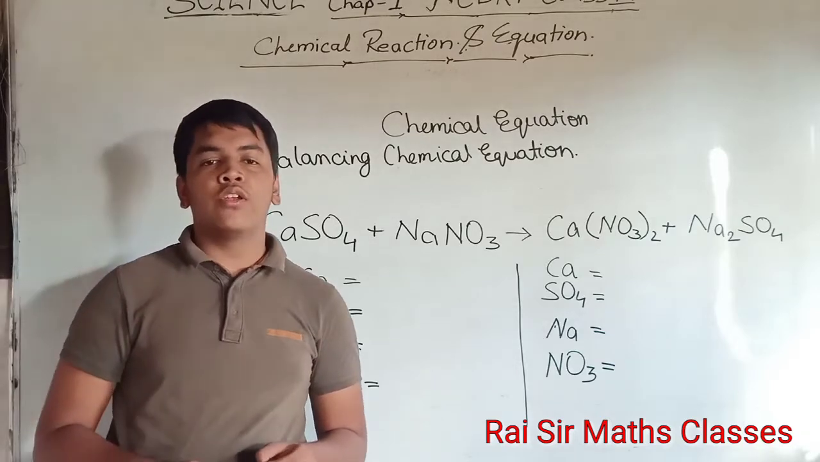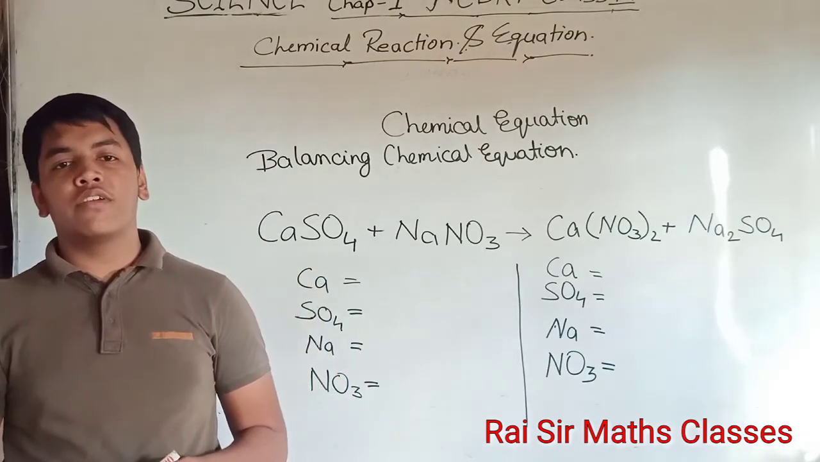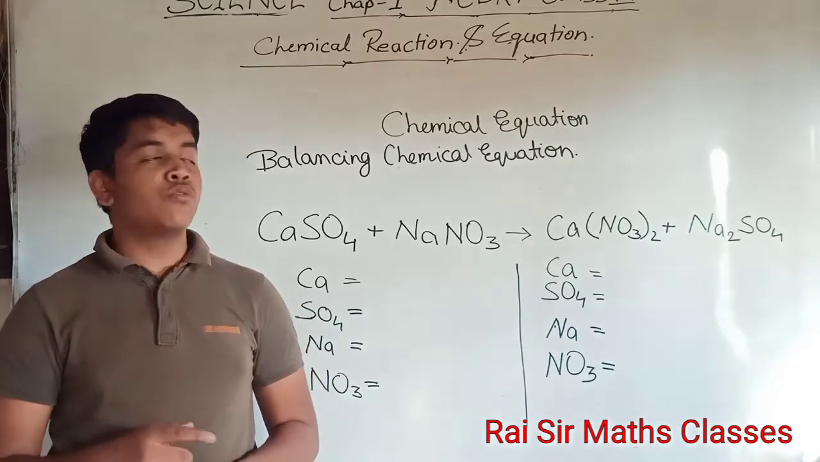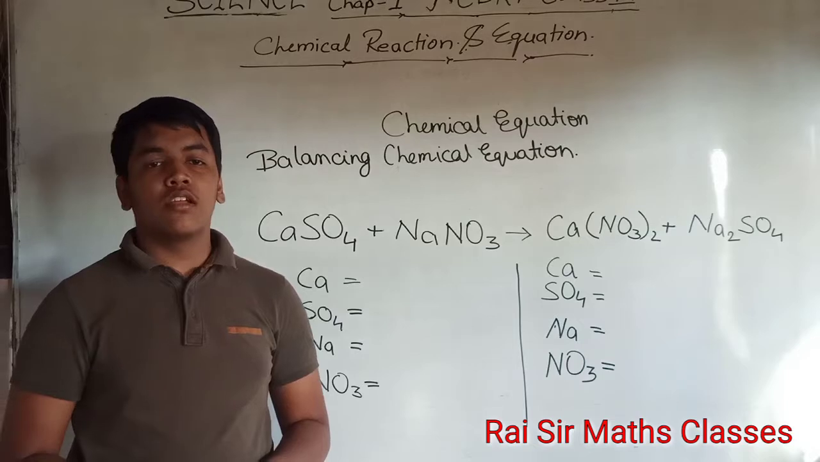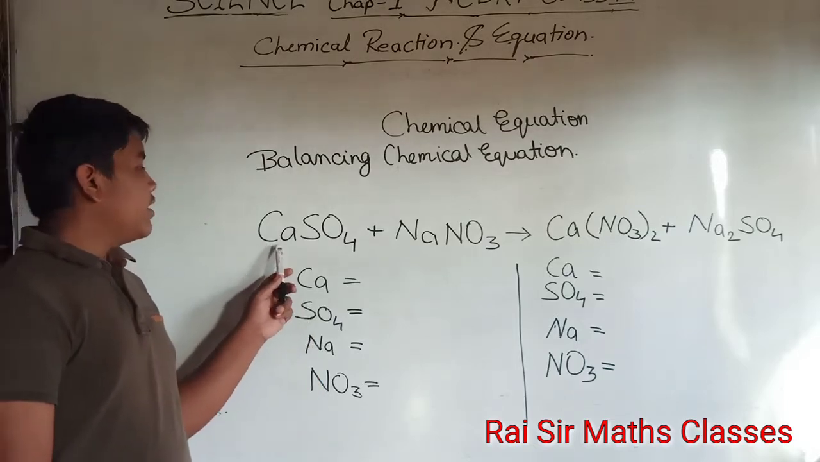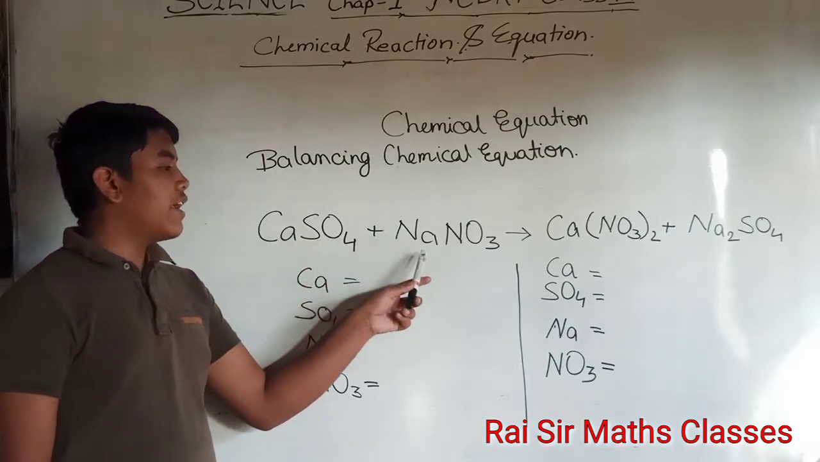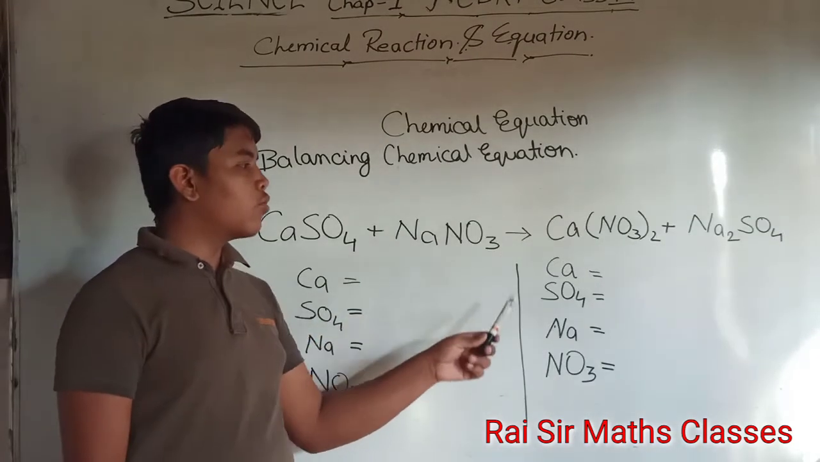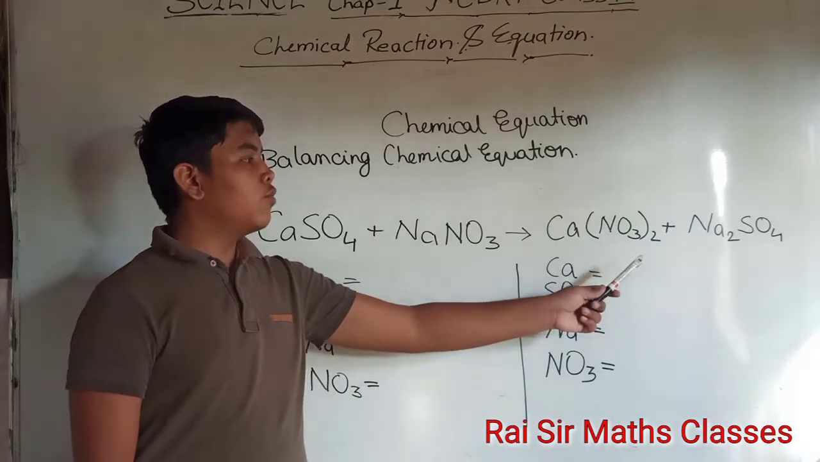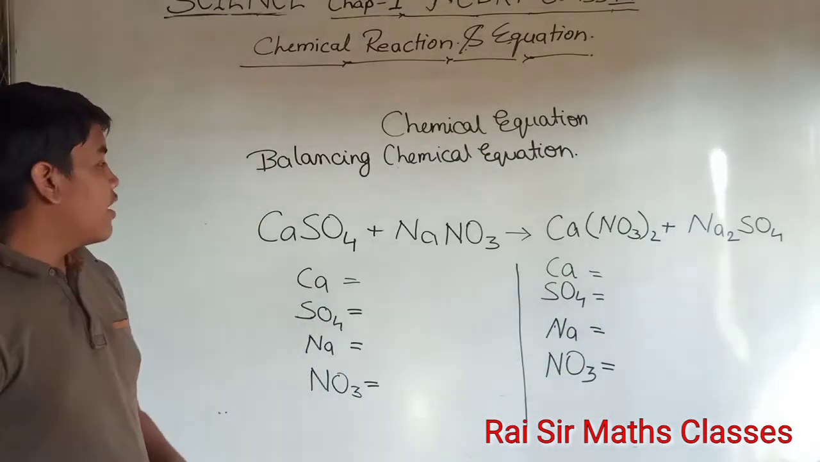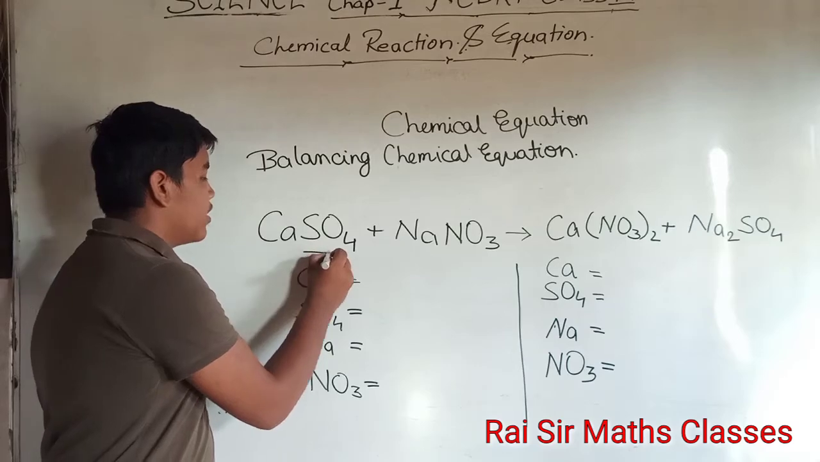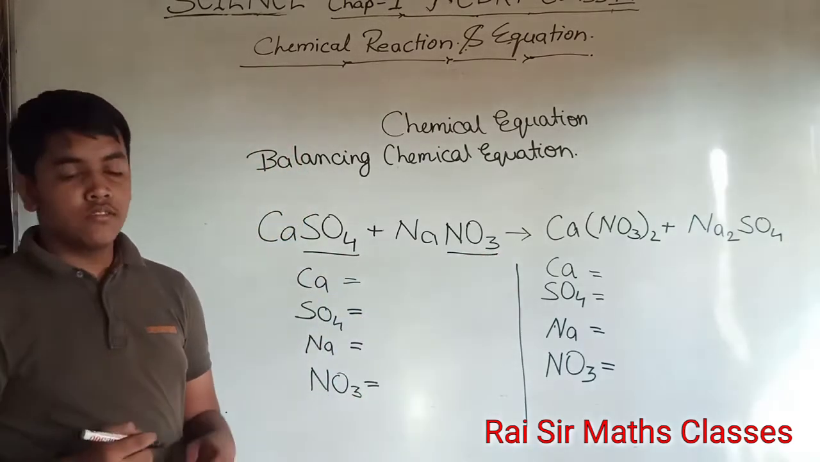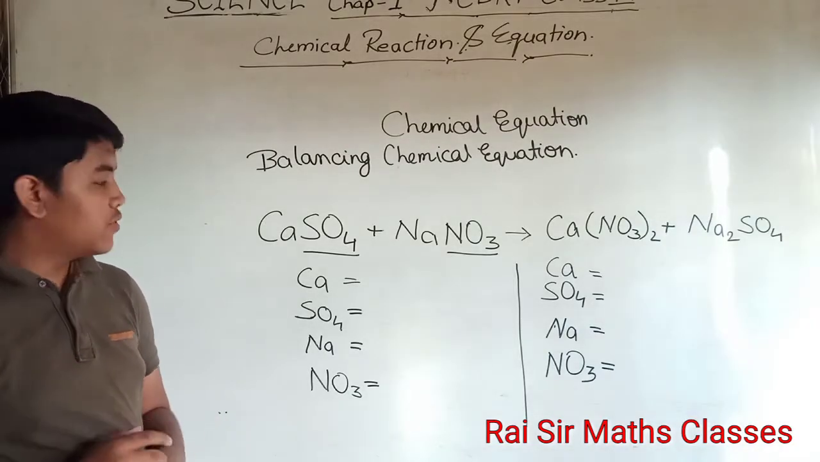Now we are going to look at the most difficult type, which most students find hard to face: this type of chemical equation. CaSO4 plus NaNO3 will give us Ca(NO3)2 plus Na2SO4. In this, we are going to consider SO4 and NO3 as one, because these two are groups.